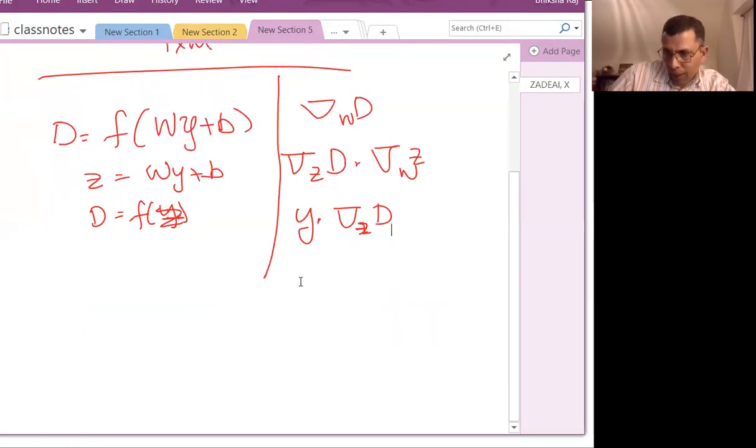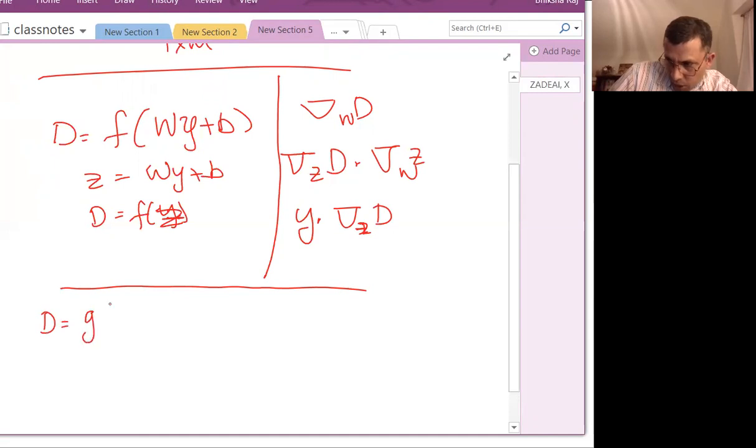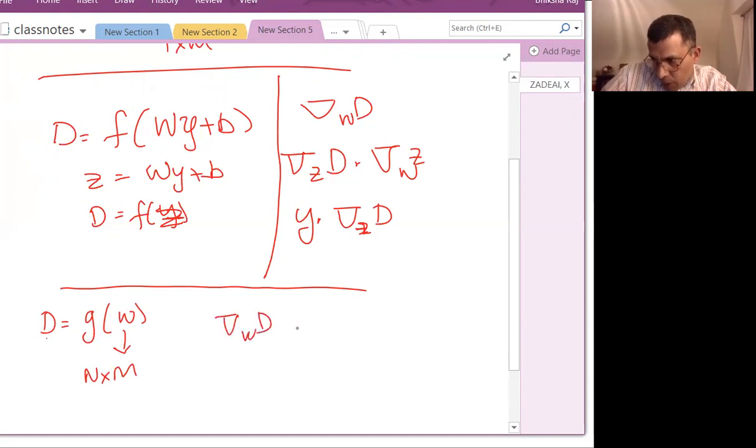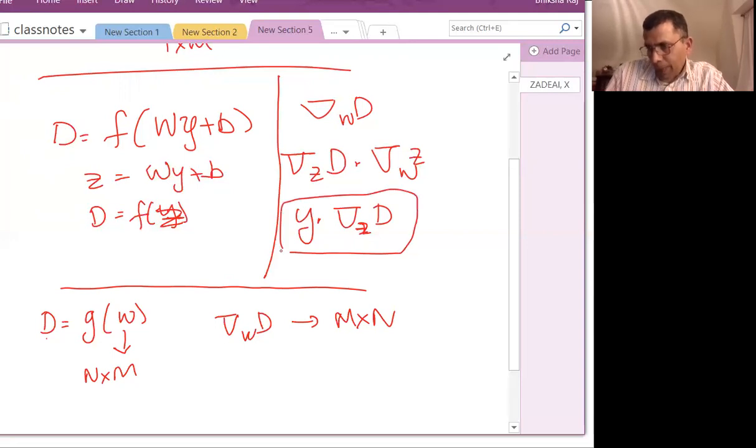Now, in general, when I have a scalar d equals some function g of some w, for any function g, if w is of size n cross m, then the derivative of d with respect to w is going to be of the size m cross n. It's the transpose. This is a standard property. And we specifically saw that when w is a vector, m would be 1, and this actually holds. So let's see if this indeed holds here for this vector, for this matrix, and for this relationship.